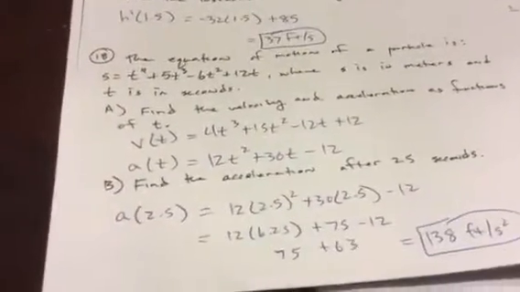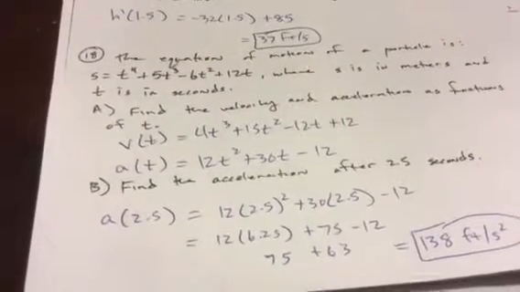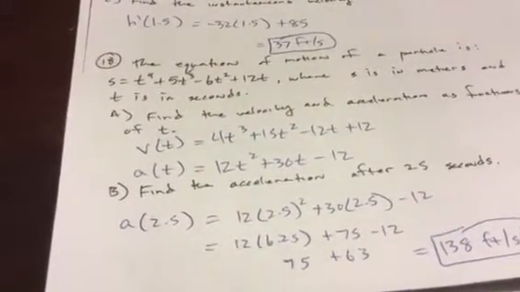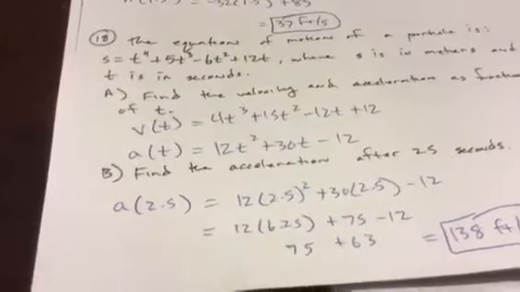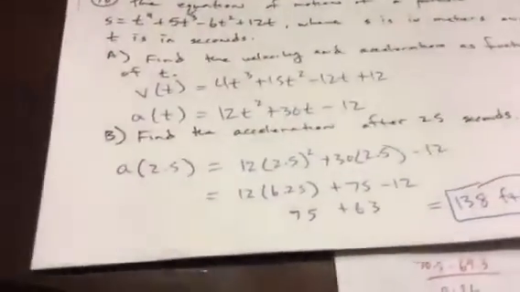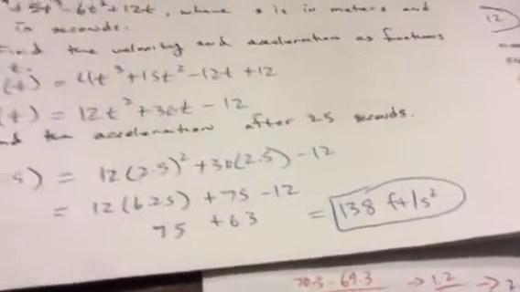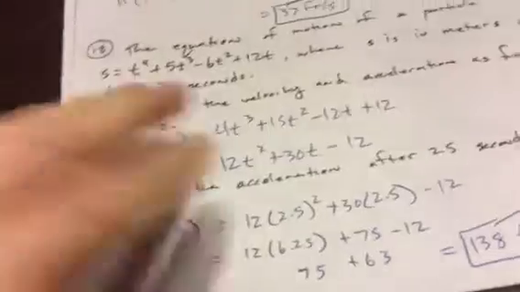This one, folks, we got the motion of a particle. Okay, so velocity is the derivative of position, and acceleration is the second derivative of position, or acceleration is the derivative of velocity. There we go. And if I want to find the acceleration after 2.5 seconds, I just plug 2.5 into my acceleration equation. 138 feet per second squared, I believe. It's feet per second squared, right?